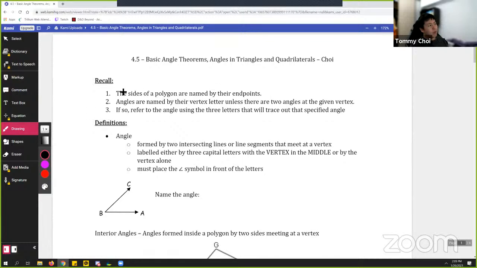So 4.5. Number 1, the sides of a polygon are named by their endpoints. Number 2, angles are named by their vertex letter unless there are two angles at the given vertex. And number 3, if so, refer to the angle using the 3 letters that will trace out that specified angle. So this is how to notate, right? Proper notation for angles, whether it's a triangle or just two lines, whatever it is.